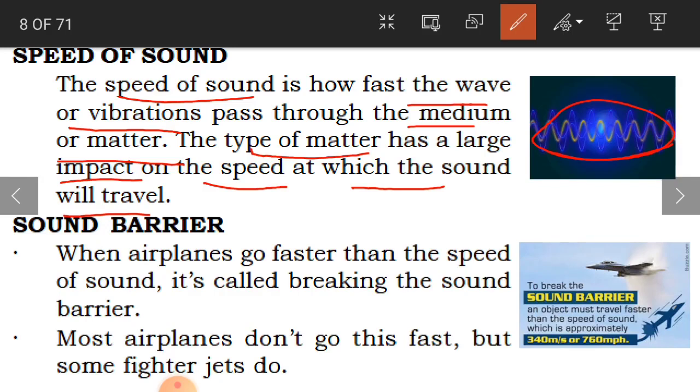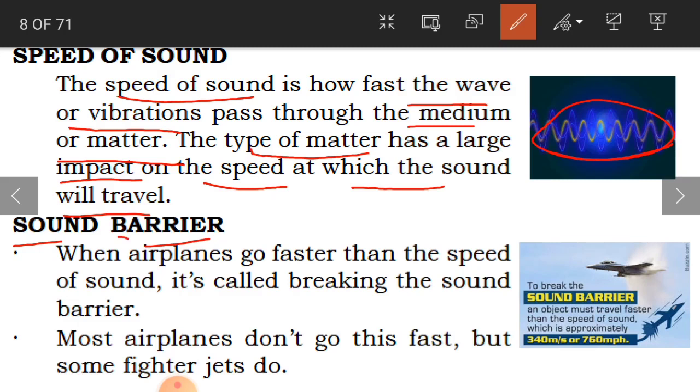In liquid it travels in one condition, in solids in another condition, and in gas in another condition. So the type of matter through which the sound is going to travel has a large impact on the speed at which it travels. Clear, children?